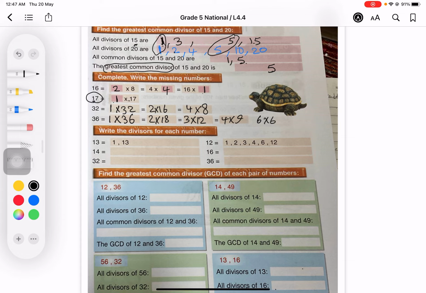Now write the divisors for each number. For 14, it's 1 and 14, 2 with what? With 7. So 1 or 2, 7 or 14. The divisors of 32 are 1 and 32.